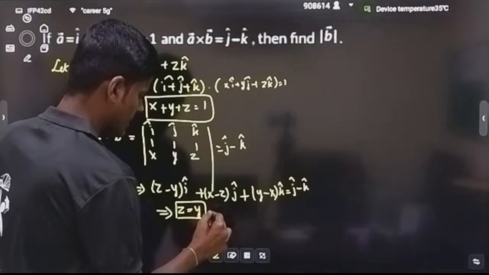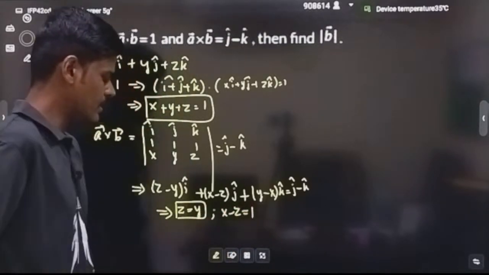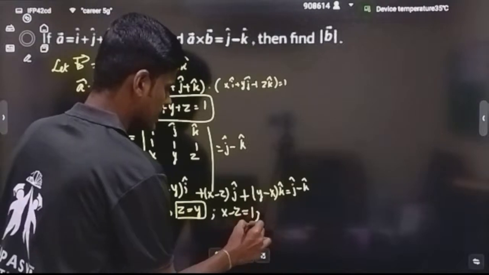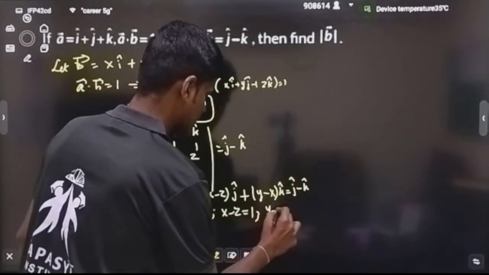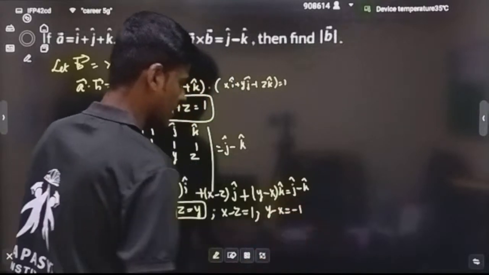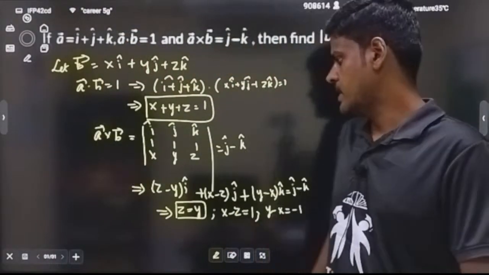Next relation is x minus z is equal to 1, and the next relation is y minus x equal to minus 1. Okay, now try to solve this using all these relations.